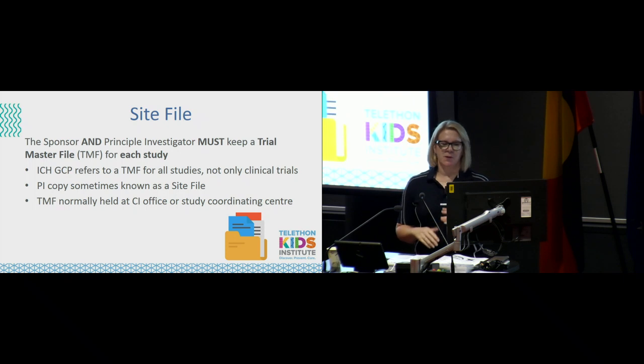The responsible and the principal investigator must keep a trial master file for each study, and GCP refers to a trial master file for all studies, not only clinical trials. The PI sometimes will refer to their trial master file as a site file. So the trial master file is often held where the coordinating principal investigator is, with the coordinating centre.